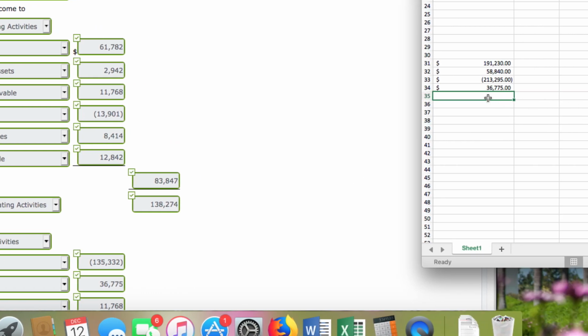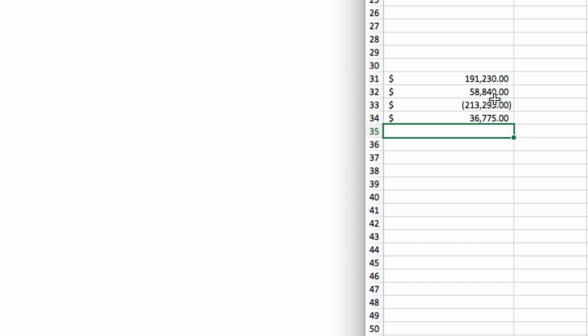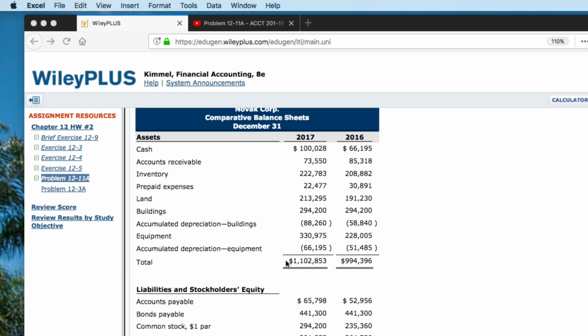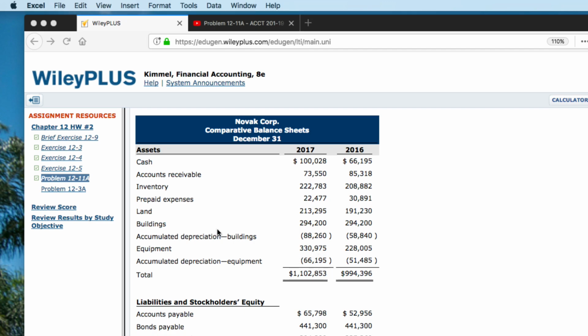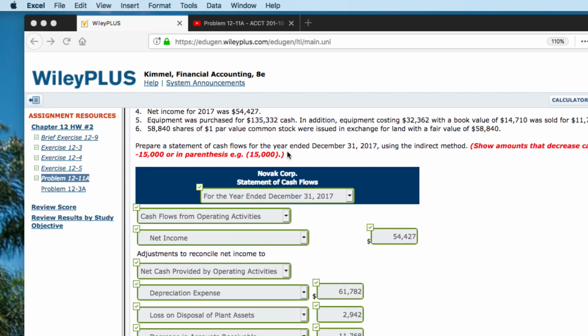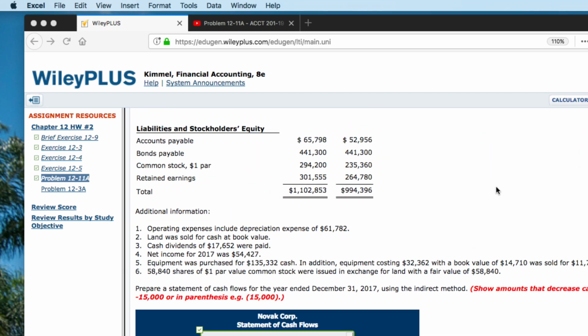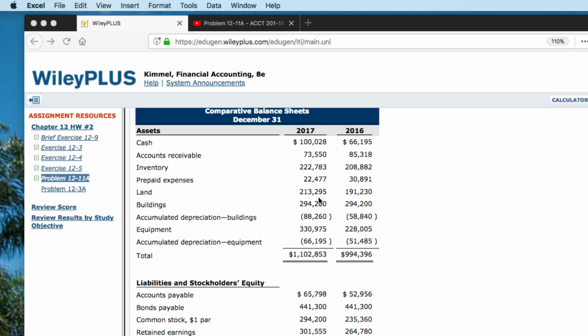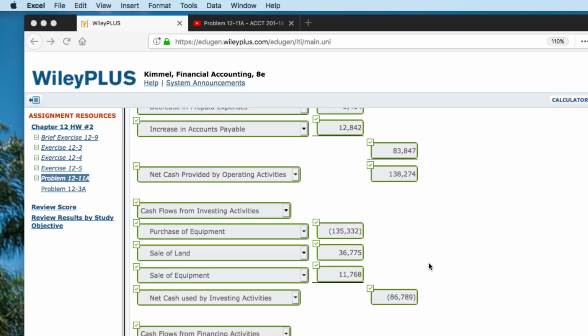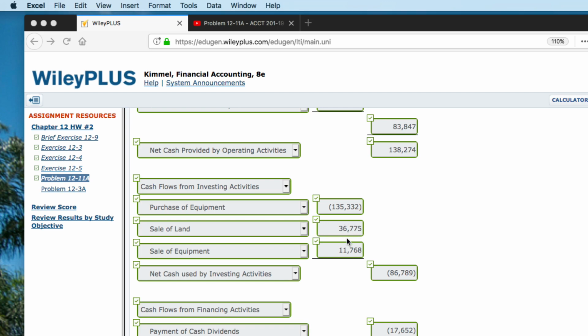Now, if you're not using Excel, and you're writing it on paper or using a calculator, then you're basically adding the land for 2016, 191,230, plus the fair value of land, which is 58,840, and then you subtract 213,295, which is what land is for 2017. Sale of land, because we're receiving money, it's a positive number.